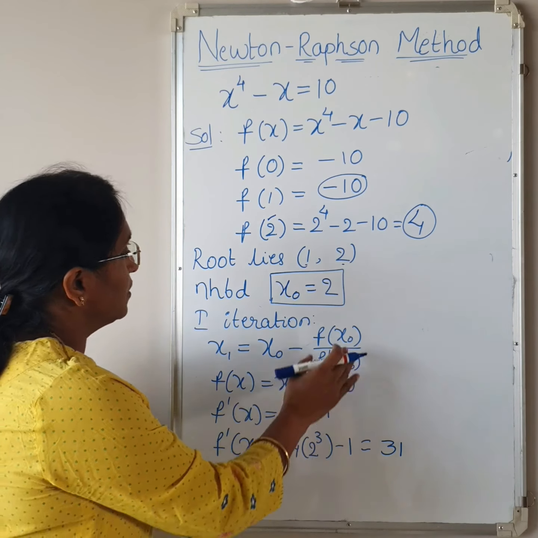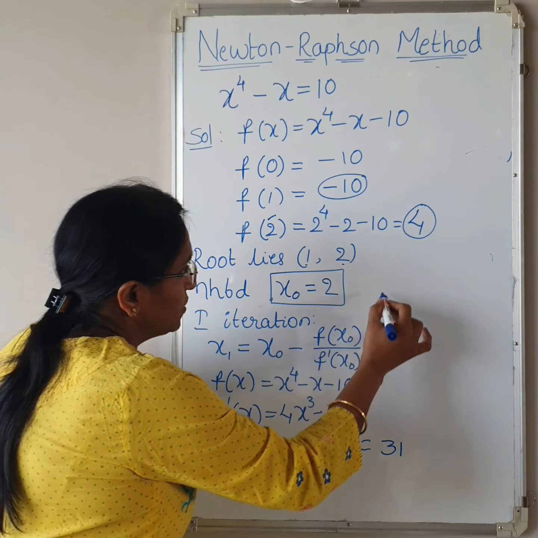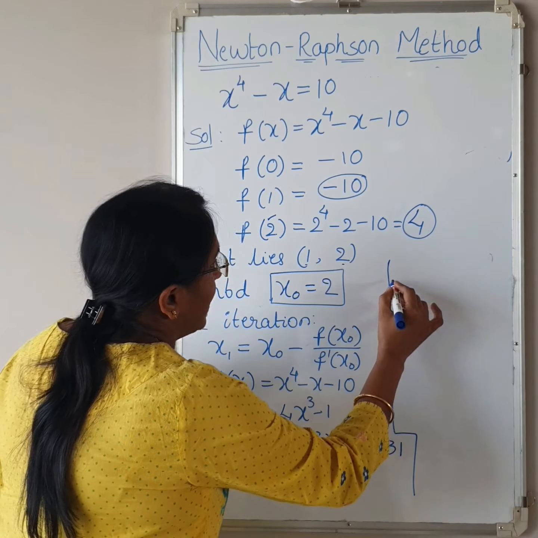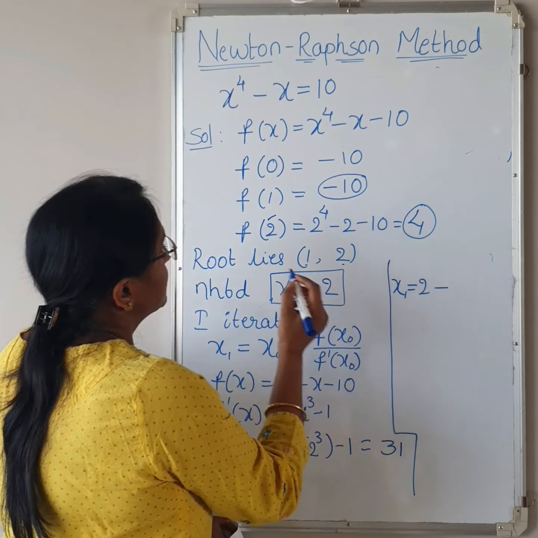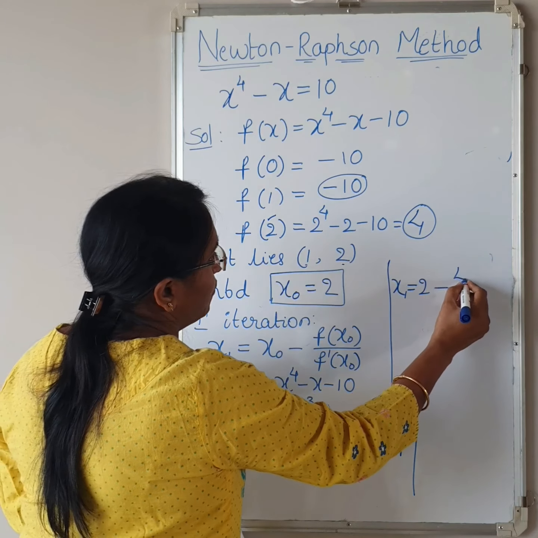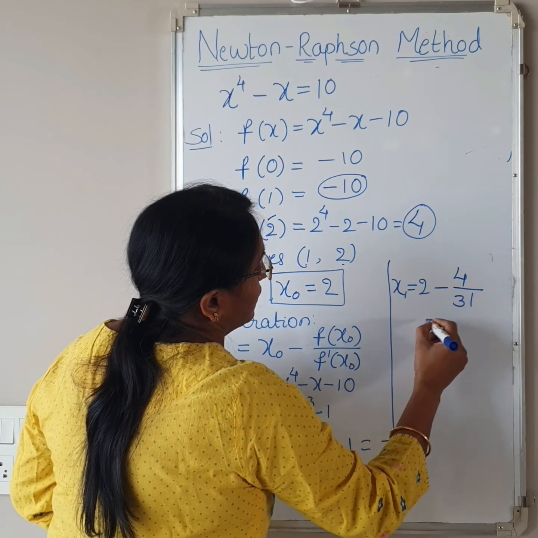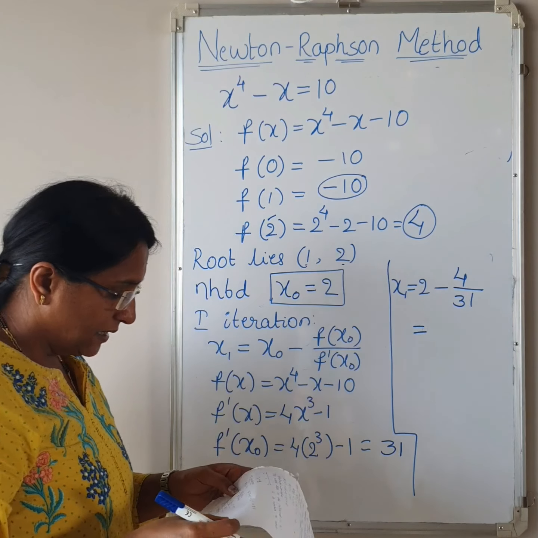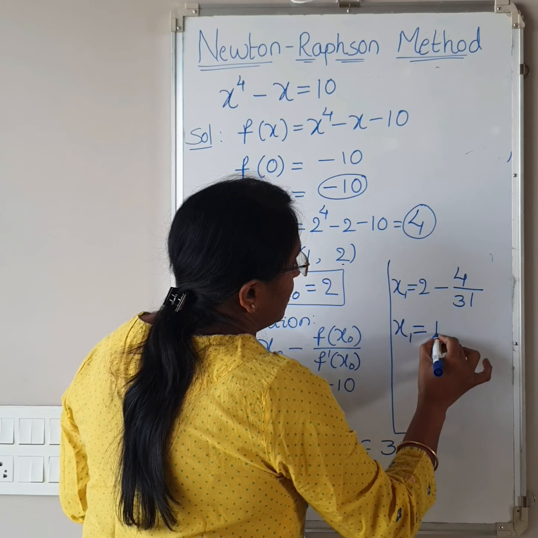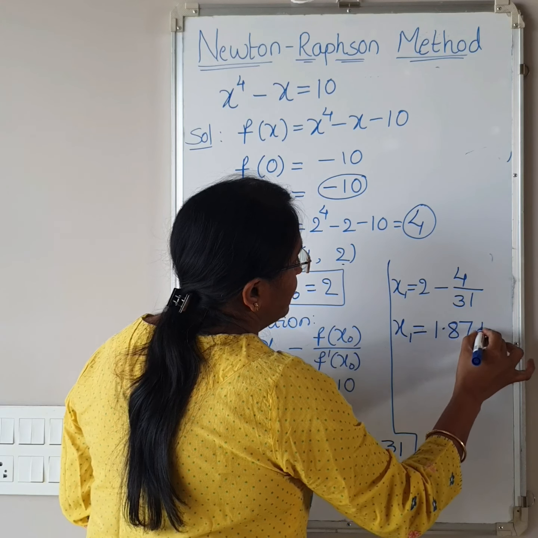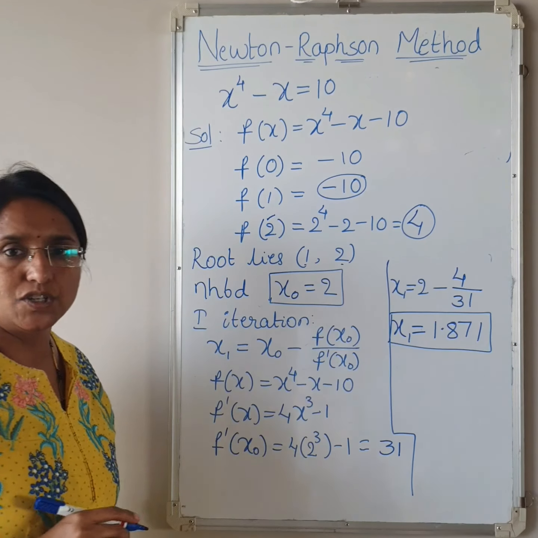So f dash x0 is 31, and f(x0) we know is 4. Now we will substitute in this equation. So x1 is equal to x0, which is 2, minus f(x0), which is 4, divided by f dash x0, which is 31. Calculate this, and the answer is 1.871. This is our first root.